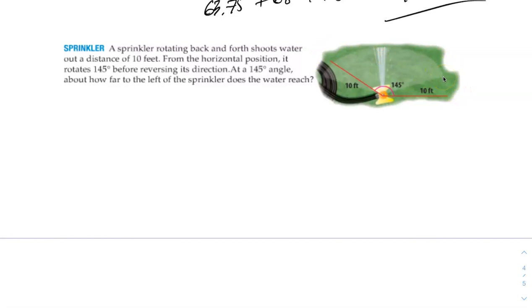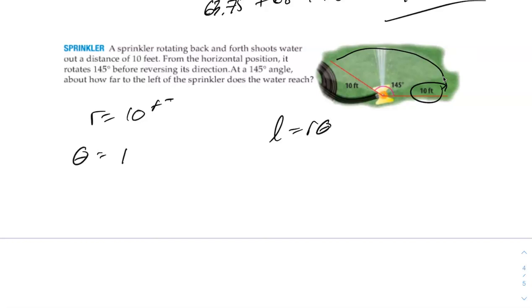So I'm just trying to find the arc length again. That's all they want you to find, the arc length of this guy. So s equals r theta. Remember, r they give to us already is 10 feet. And then theta has to be in radians. So they gave us 145. You've got to convert that to radians. You multiply by pi over 180, and you get 145 pi over 180.